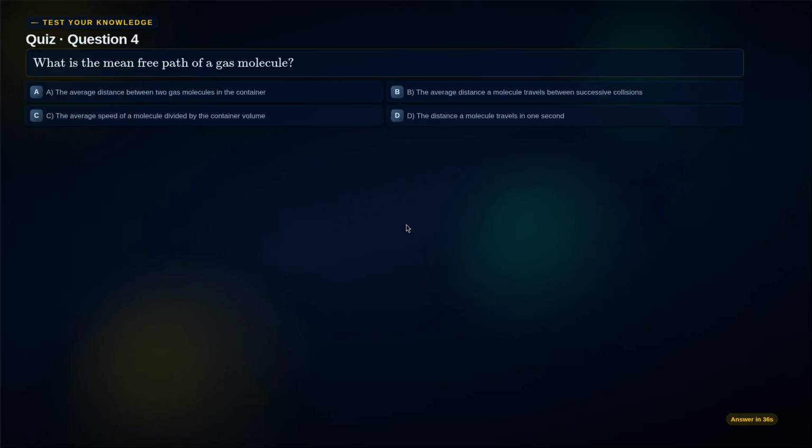Quiz question 4. What is the mean free path of a gas molecule? Option A. The average distance between two gas molecules in the container. Option B. The average distance a molecule travels between successive collisions. Option C. The average speed of a molecule divided by the container volume. Option D. The distance a molecule travels in 1 second. Think about the word free in mean free path. Free from what?